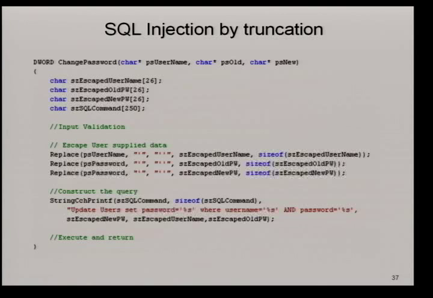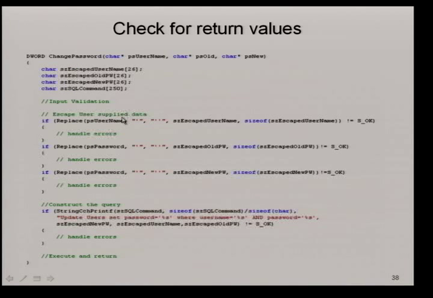This is the C equivalent of the SQL injection by truncation example that we have seen before. I have 3 local variables which do not have enough buffer. If you see here 26, 26, which are hard-coded. And then this code is not checking for the returned values from the replace function, and it's also not checking the returned value from the StringCchPrintf. How do you mitigate it? Just check the returned values.